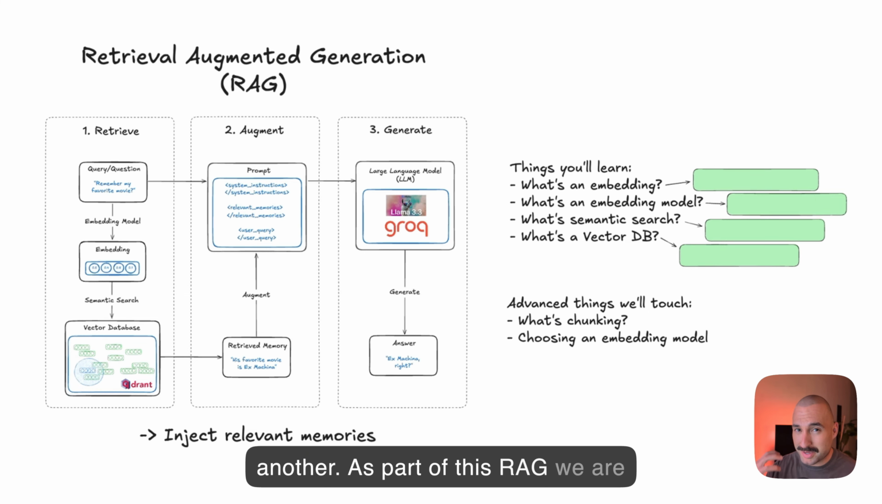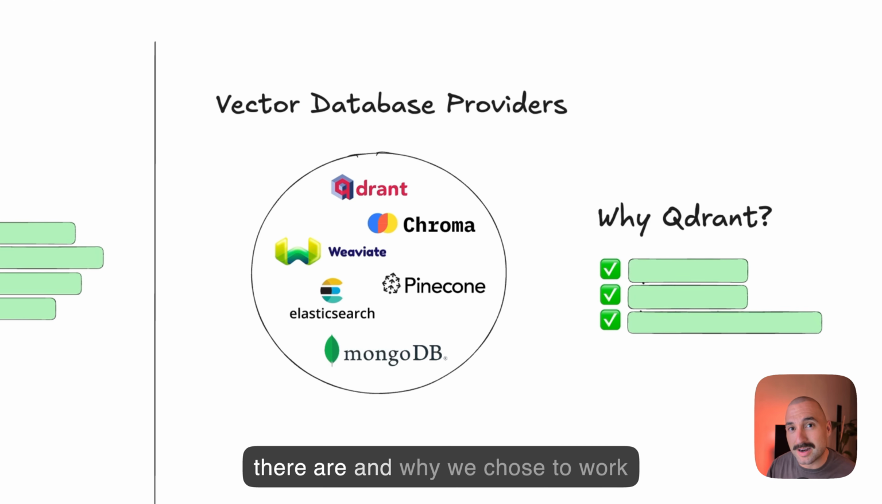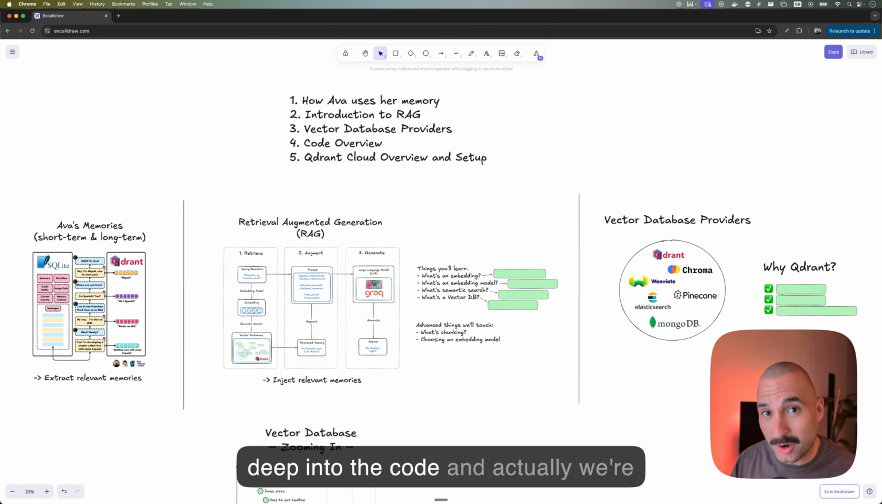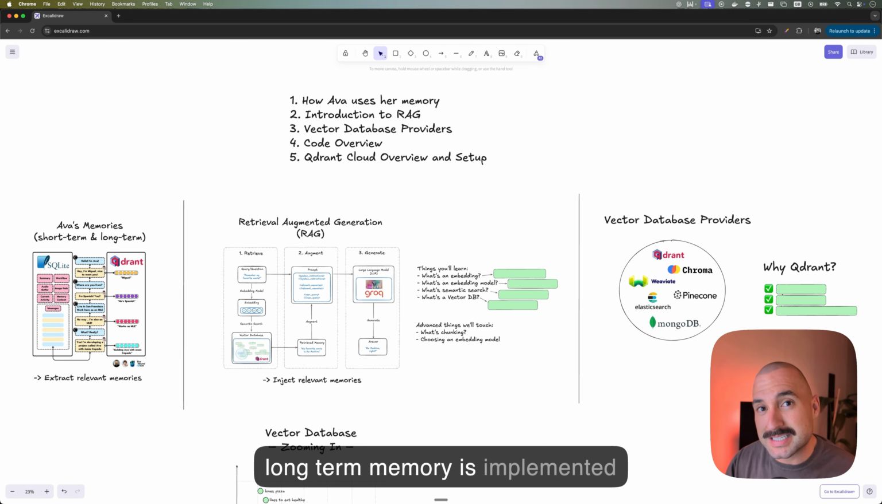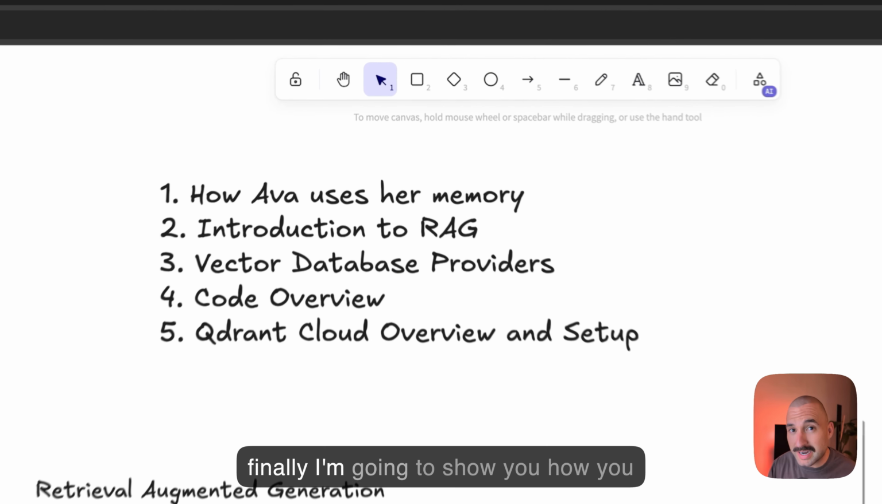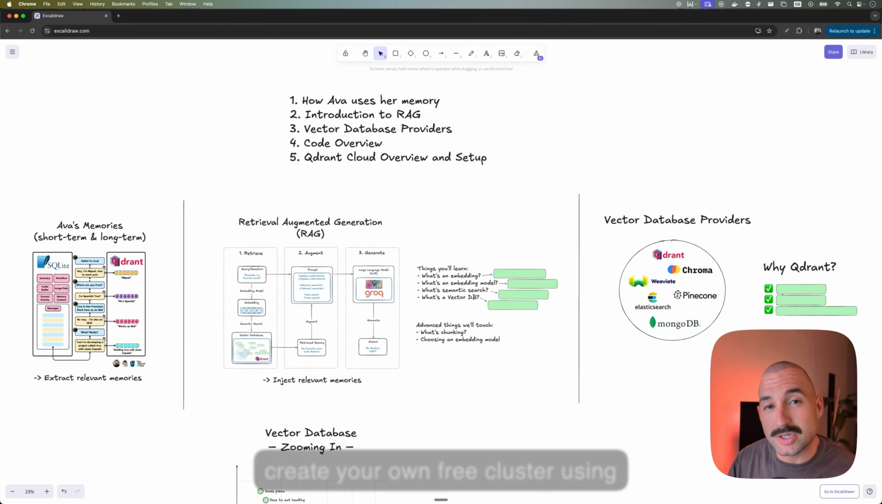As part of this RAG, we are going to explain what a vector database is, and I'm going to explain all the different vector database providers that there are, and why we chose to work with Qdrant. Then we're going to dig deep into the code. We're going to understand how the short-term memory is implemented using MySQL or SQLite, and also how the long-term memory is implemented using Qdrant. And finally, I'm going to show you how you can set up your own instance of Qdrant Cloud, because they have a free tier that allows you to create your own free cluster using Google Cloud.